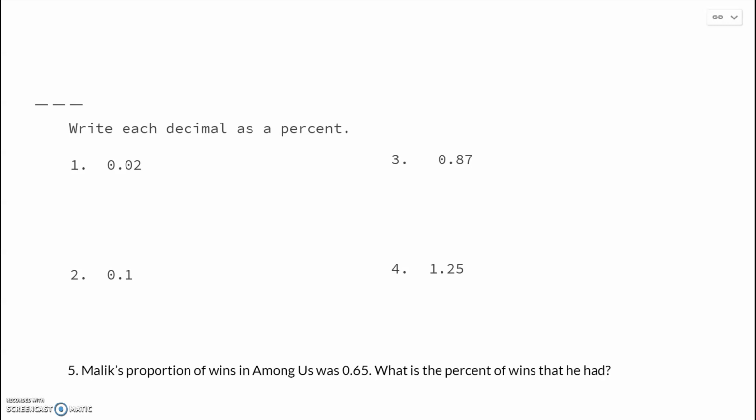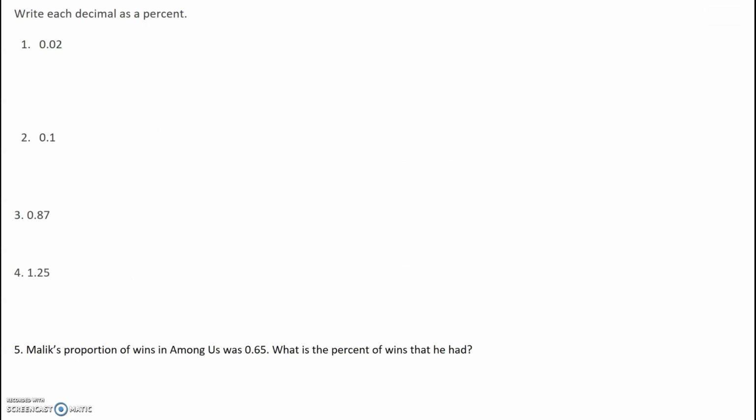Write each decimal as a percent. Go ahead and pause your video. Come back when you are done. All right, so let's go ahead and solve these.